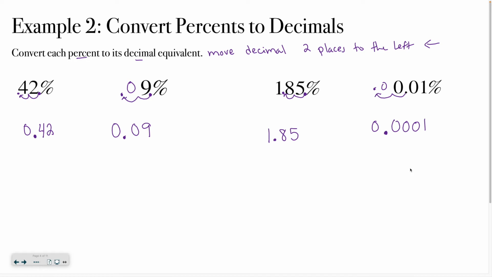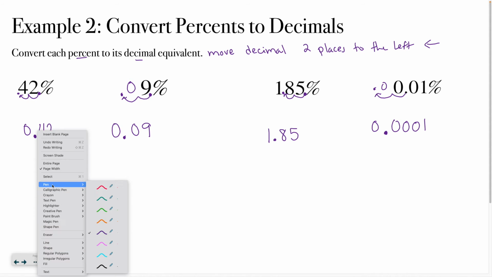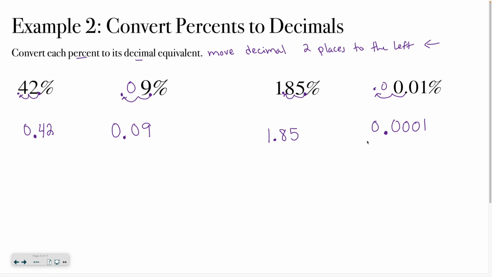And then, just because I can't stop seeing this, to me, this looks like the start of a little face, right? Like eyes, and it's just missing a little mouth.